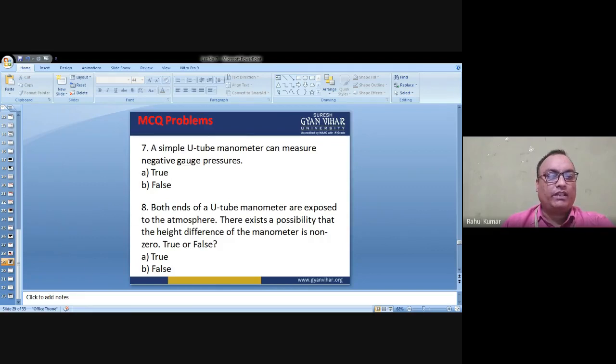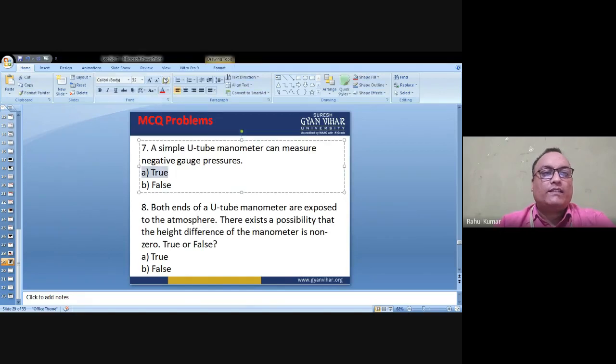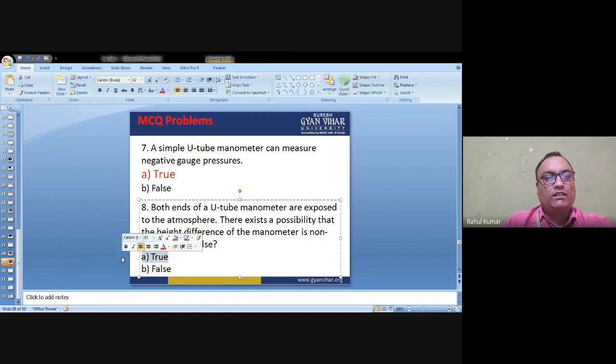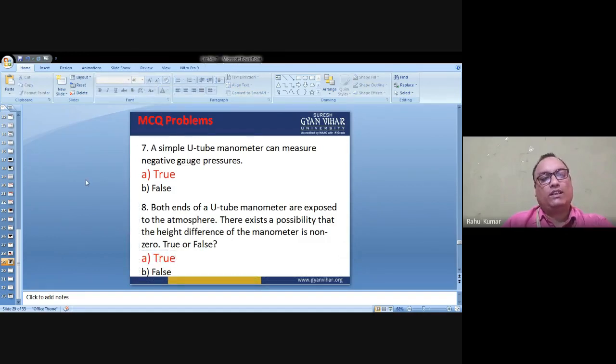Then question number 7. A simple U-tube manometer can measure negative gas pressure. Yes, this is true. Next, both ends of a U-tube manometer can be exposed to the atmosphere. There exists a possibility that the height difference of the manometer is non-zero. This is true. It creates the same pressure on both sides, so a pressure difference is not created.